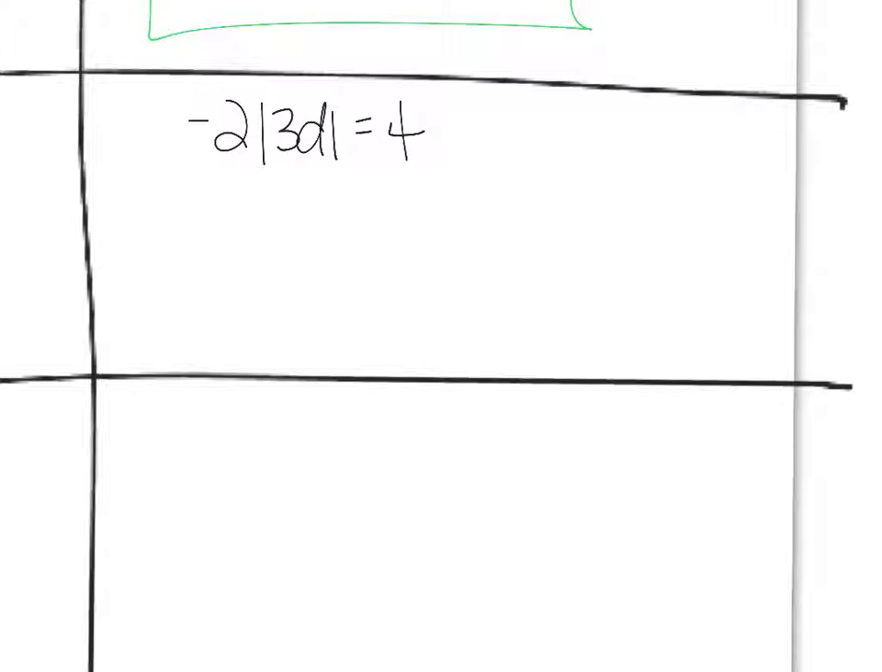So just like we did in the first 4 equations, I've got to isolate my absolute value first. So I've got to get rid of that negative 2. Well, this says negative 2 times, so we're going to divide both sides by negative 2. So I have the absolute value of 3d equals negative 2.